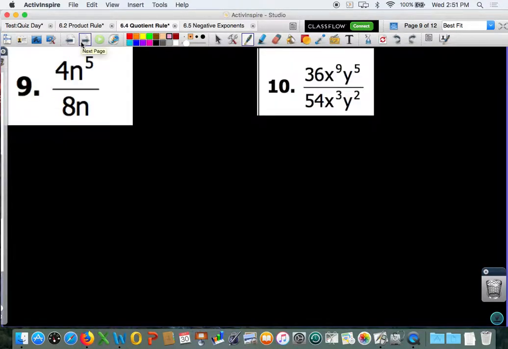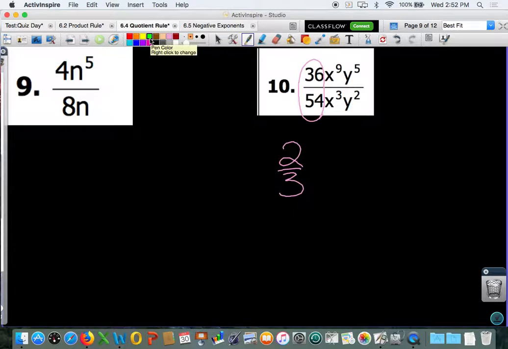Let's see. I'm going to look at 10 this time. So sometimes when we divide, it's not going to work out perfectly. 36 divided by 54 is actually going to end up leaving me with 2/3. And that's okay. So there's 2 ways you guys can do this. You can leave it as 2/3 and you can write your variables next to it. I'm going to show you guys that method. Or you can put all your variables on top next to the 2.